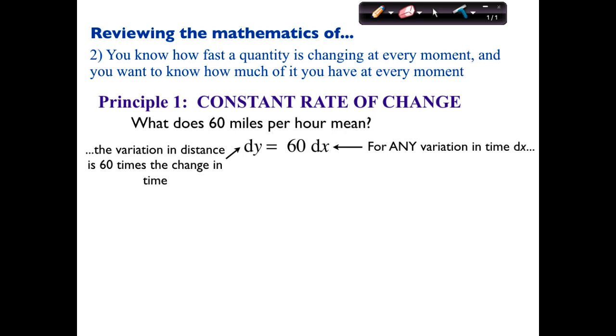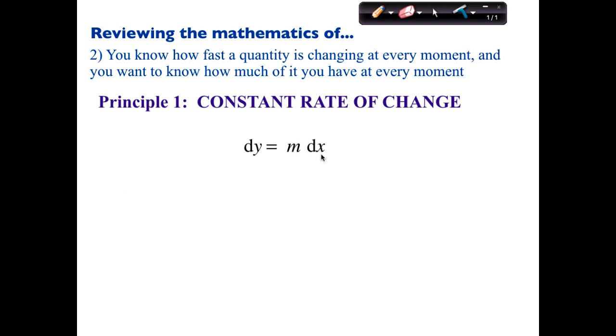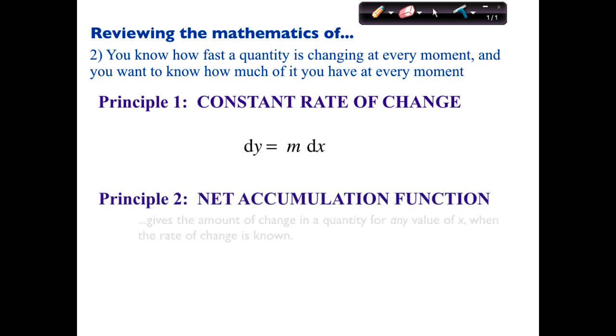And that's important because we kept changing the interval size, right? We started at 0.35 seconds, and we made it smaller and smaller and smaller. So we need to know how much change in height for any amount of time. 0.35, what did I do? 0.1775, 0.0395, 0.005, right? I kept making those intervals smaller. And so it doesn't matter. I can still know how much change in height I had if I know the rate, right? Net accumulation function. It gives how much change in a quantity at any value x when the rate of change is known. That was principle 2.